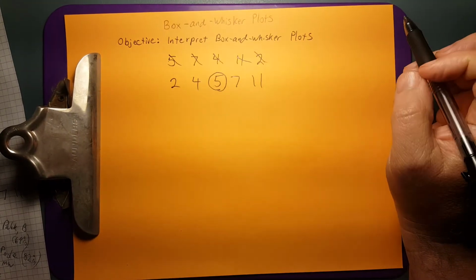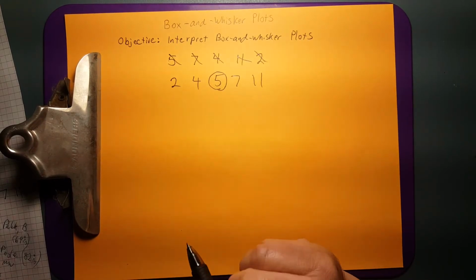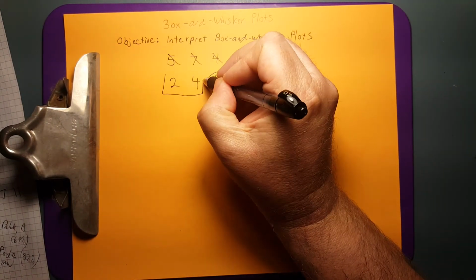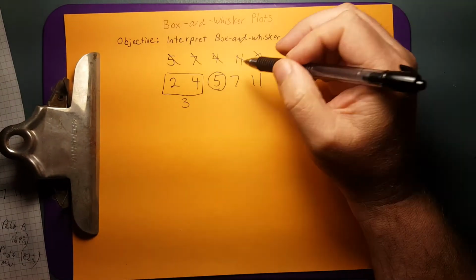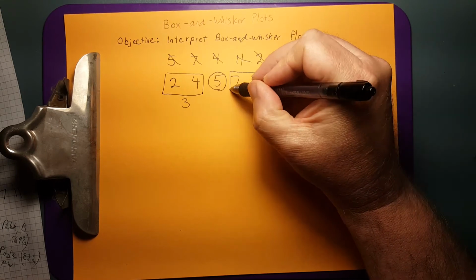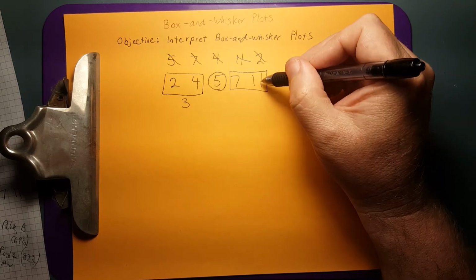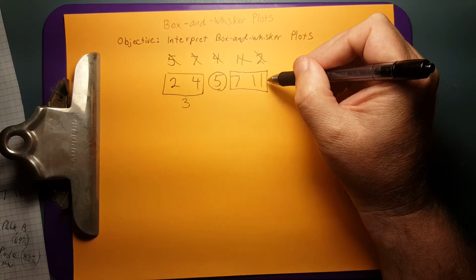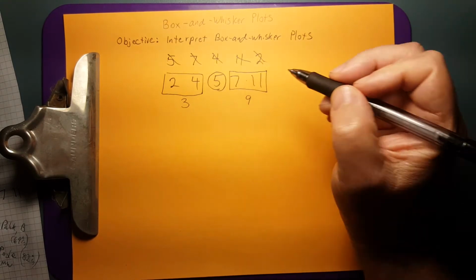Okay? Now we want to find the Q1, also known as the lower quartile. So the median of these two numbers, which of course is 3. The Q3, the upper quartile, is between 7 and 11. We could add those up. 7 plus 11 is 18, divided by 2 is 9, if you didn't know that 9 was right in between there.